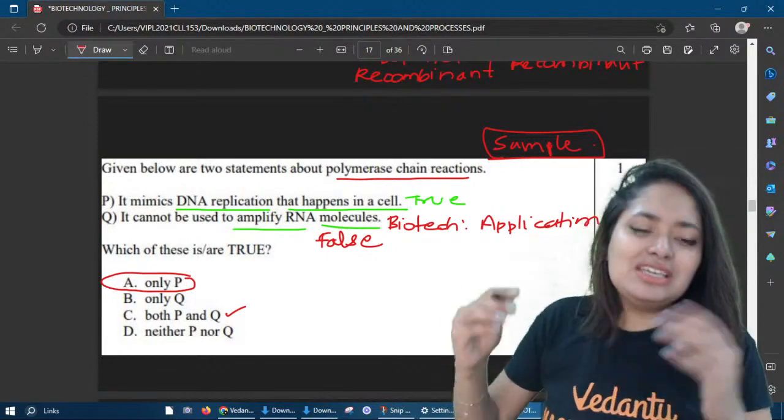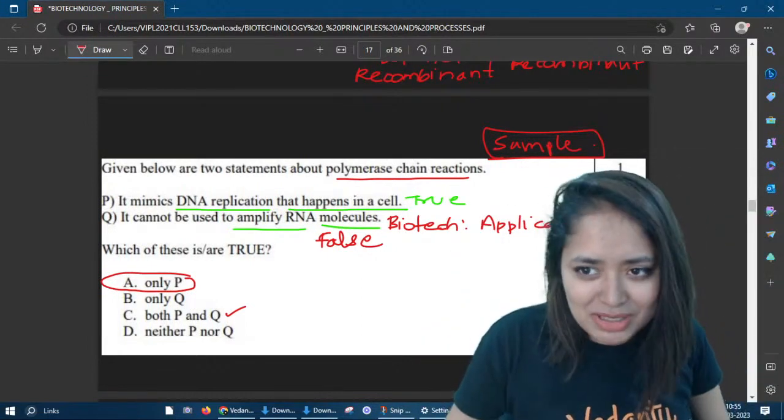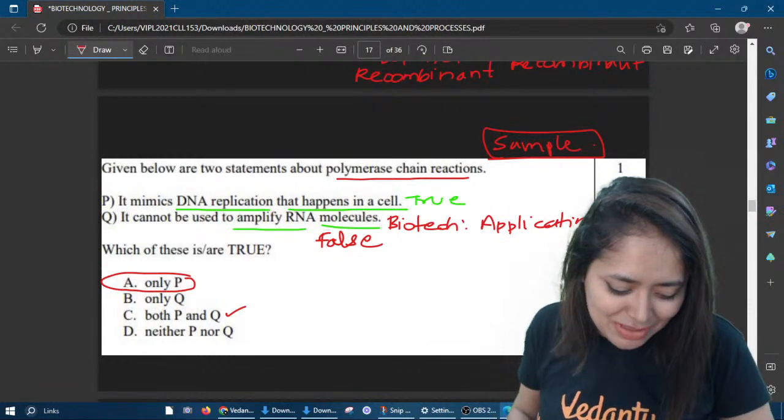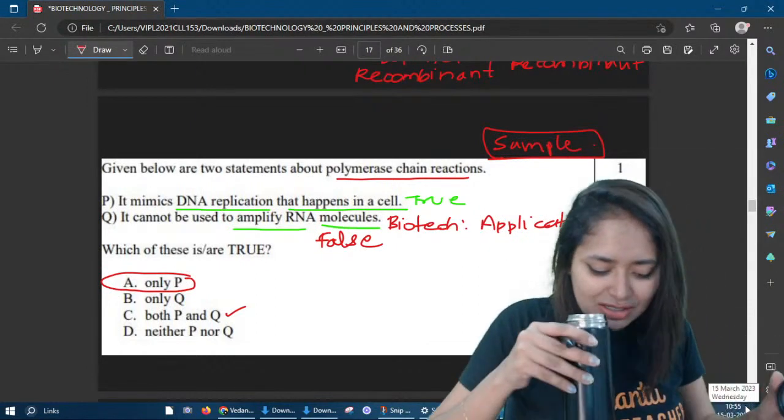Ma'am, what? Yes. Please write it down. RT-PCR, no? COVID batches? RT-PCR, no? Yeah. Finish it. Come on, let's go.